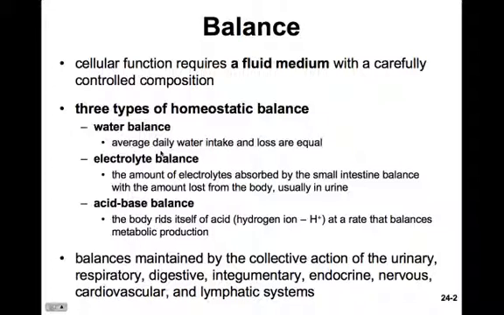All of these balances are maintained collectively by the urinary system, the respiratory system, the digestive system, the integumentary system, and the endocrine and nervous systems help regulate that. The cardiovascular system is involved, and also the lymphatic system. So many systems are involved in the balance of water, electrolytes, and acid-base.